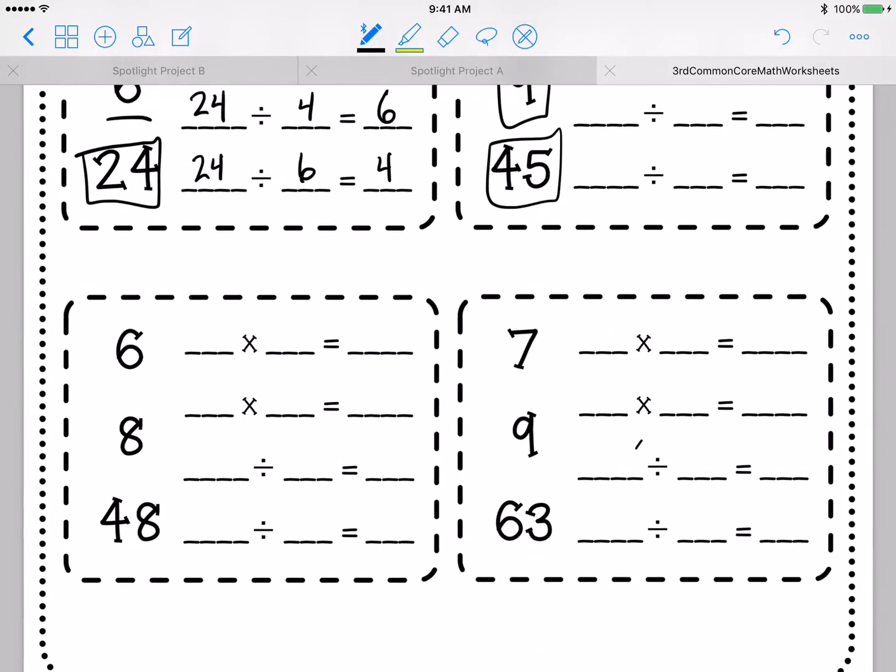Now, let's talk about this one. We have 6, 8, and 48. So 6 times 8, fishing bait, count slimy worms, all 48. And then we can just do the turnaround fact of that, which is what? 8 times 6 is equal to 48.